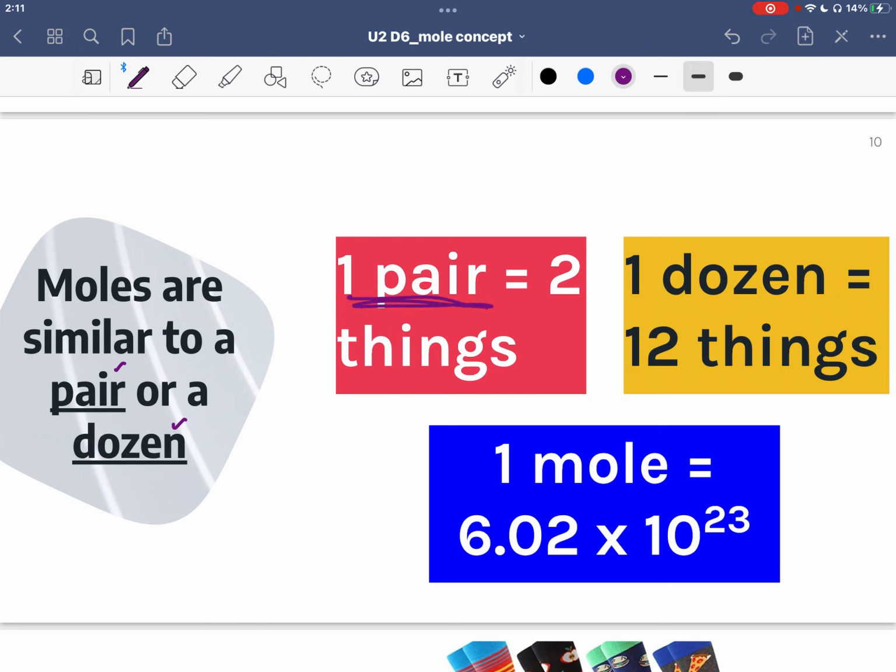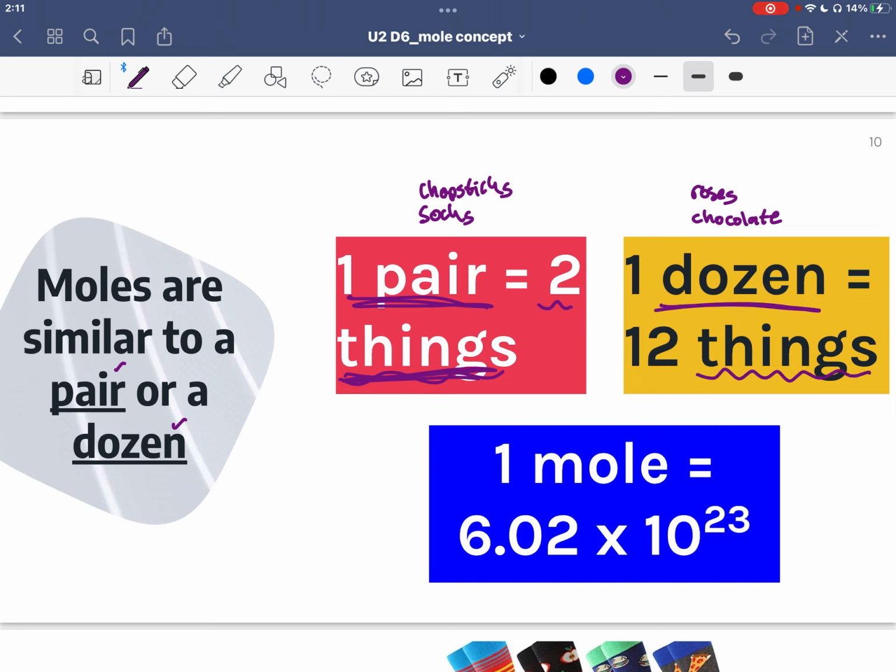Whenever I say a pair, I mean two things, and I could have a pair of socks or a pair of chopsticks or a pair of really anything. It doesn't matter what the thing is. If I say pair, I'm always going to mean two. It's the same with dozen. I could have a dozen roses or a dozen pieces of chocolate or a dozen of anything. Anytime I say dozen, I mean 12 things.